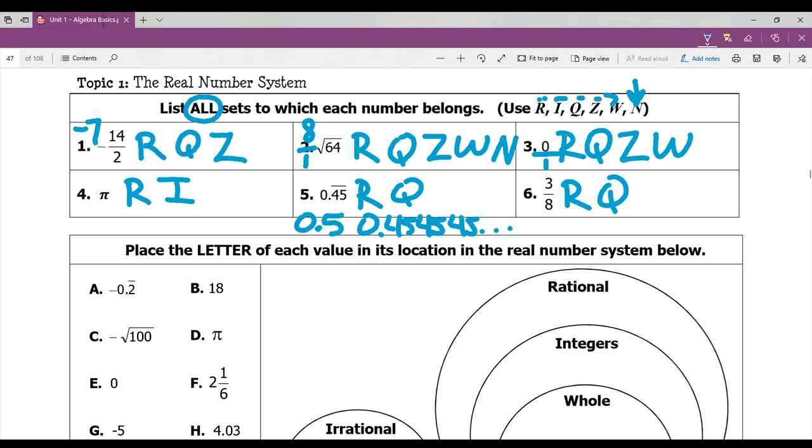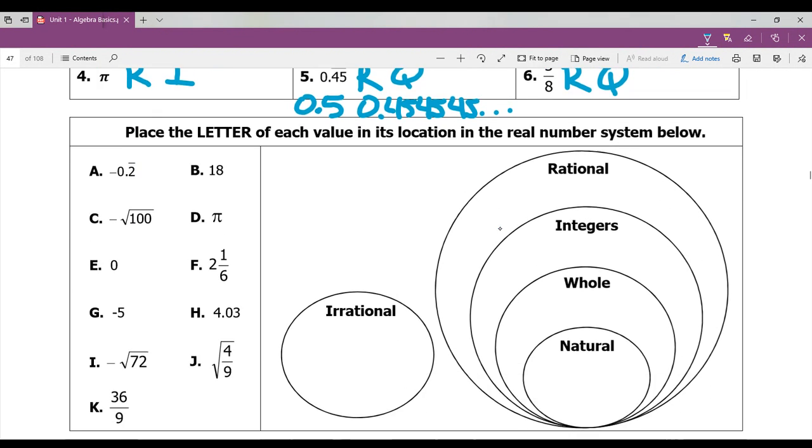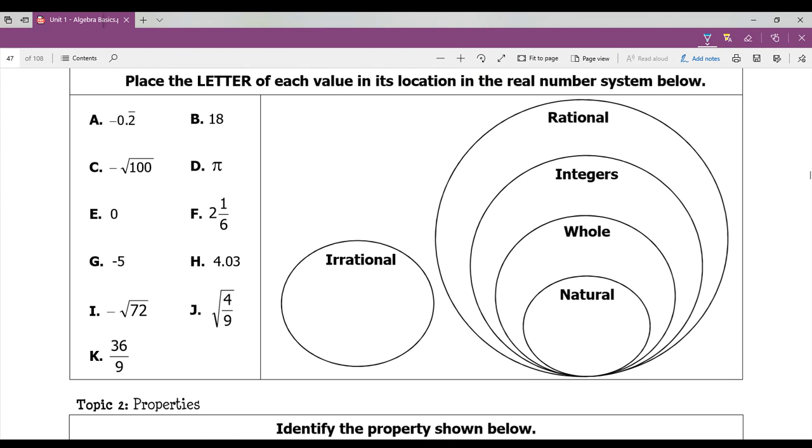Okay? Now you could be asked a question, list the smallest set to which the number belongs. So in other words, how far down that list can you go? Okay? So for square root of 64, I would say the smallest set would be the naturals because that's where I'll stop. For 0.45 repeating, it would be Q. I would stop at Q. Okay? Scroll up.